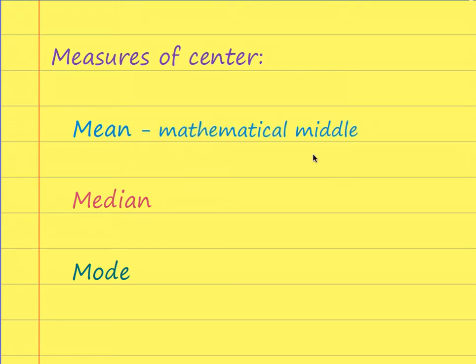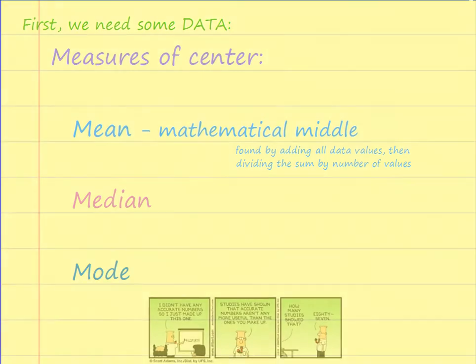Mean is the mathematical middle of our list of data. Mean is sometimes referred to as average, and I'm sure you've heard that before. Average salary, average fuel economy. Average is used all over the place. We find the mean or average by adding all the data values in our list, then dividing their sum by the number of values we have.